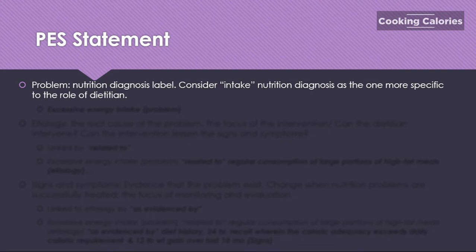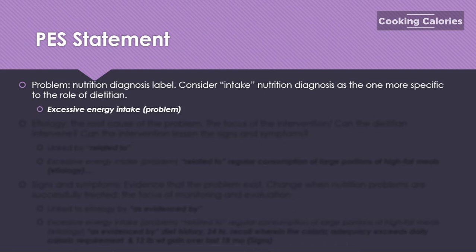Again, for the nutrition problem, we have already discussed that there are three categories of nutrition problems. But as a dietitian, you may want to consider the intake category as your top priority because this is very specific to the role of a dietitian. Now, an example problem we have here is excessive energy intake.